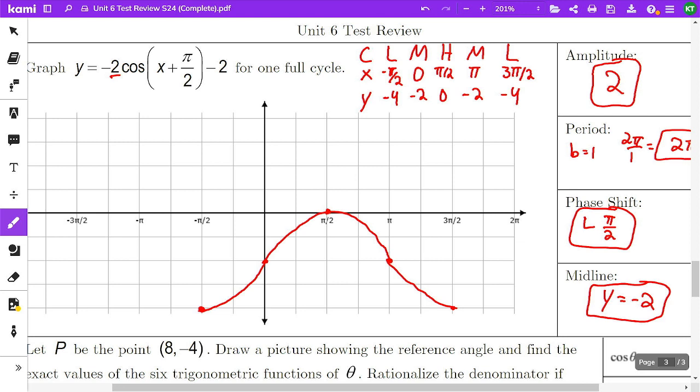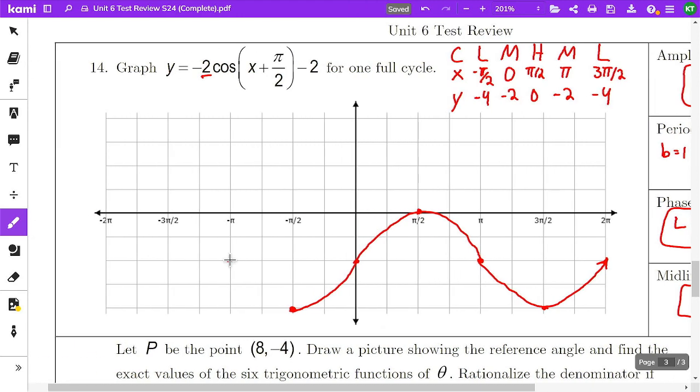Even if we're going to be fancy, go ahead and continue our pattern. We know then it will go back up to our midline, which is at -2. We can go backwards. We know this is going to go back up here. It's going to be at -2 at negative pi. Then it will go up to our high value at -3 pi over 2, back down to our middle value. So we go up and back down. Again, we can follow patterns. We're smart. That would be a graph of -2 cos of x plus pi over 2 minus 2.